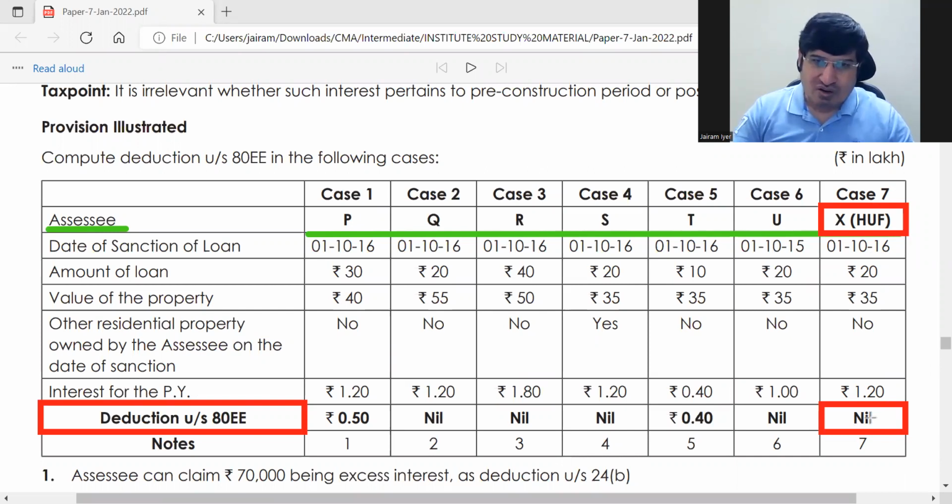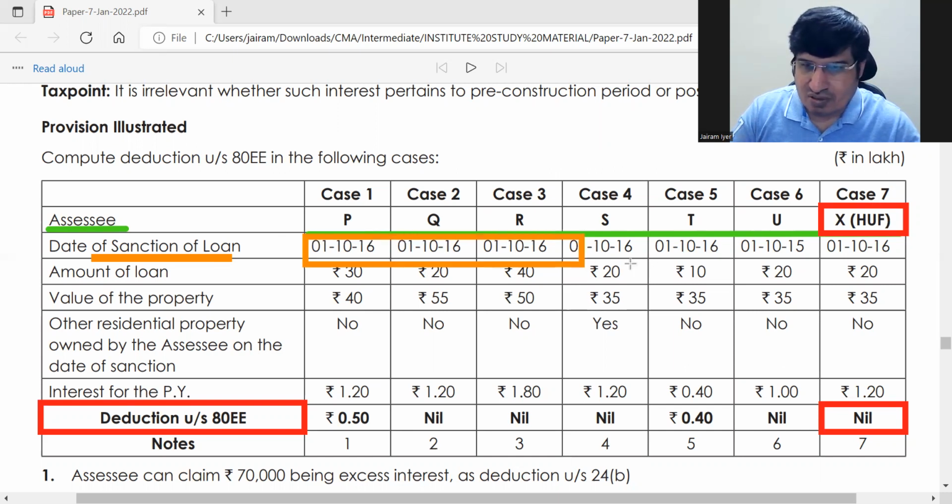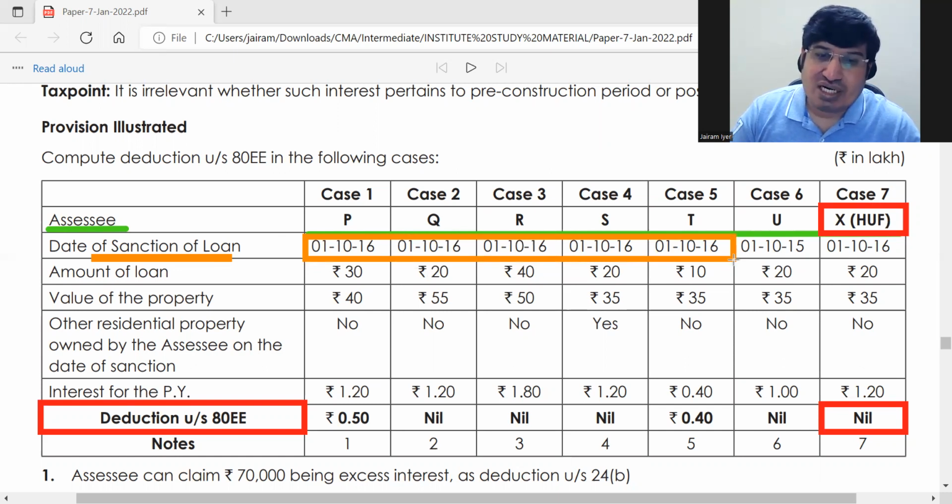Okay. First thing is over now. Now let us start from here. The first is date of sanction of loan. So if you see from here to here, date of sanction is how much? 1/10/2016. So in the previous year 16/17, this is fine. But this one is in 15/16. Right? For 15/16, will your 80EE section apply? No.